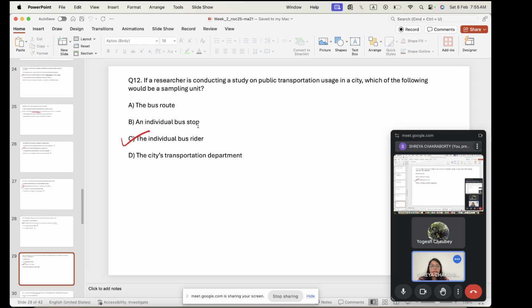If a researcher is conducting a study on public transportation usage, which of the following would be a sampling unit? Somebody who's using that public transportation would be the preferred sampling unit. So in this case, the individual bus rider.